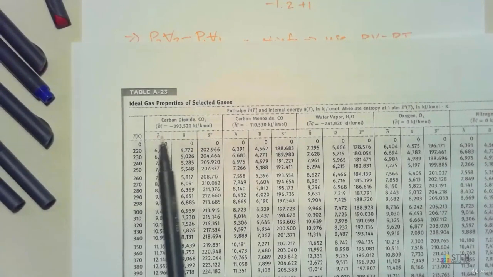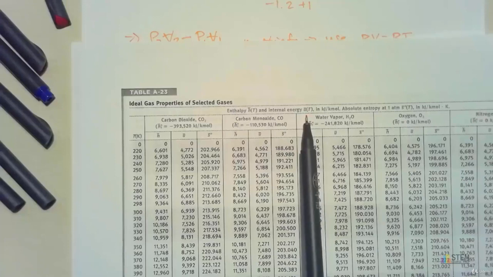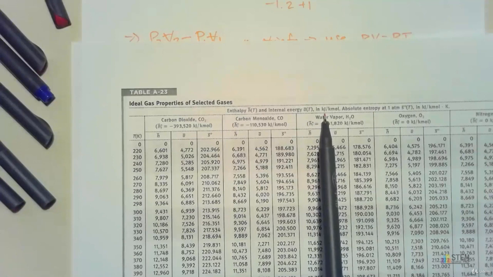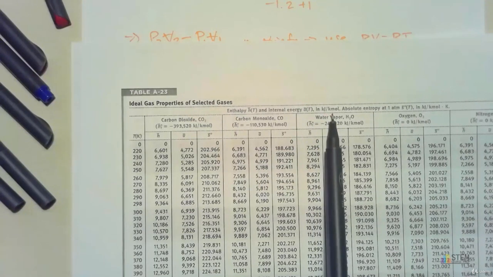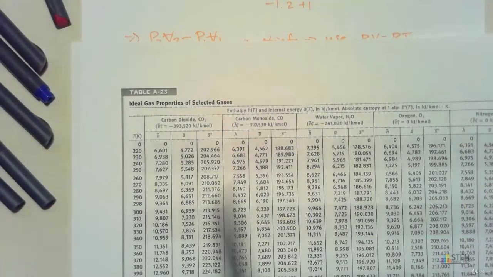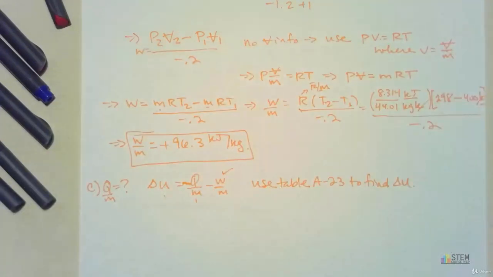Notice there is a bar over these terms. We haven't seen that before. What this bar is telling you is something about the units. If you look up here, it's giving you the units. It says enthalpy and internal energy is given in kilojoules per kilomole. So here is that kilomole coming again. Now, we have to figure out what to do with that. But this is the table we're going to use for the ideal gas properties. All right, so A23.